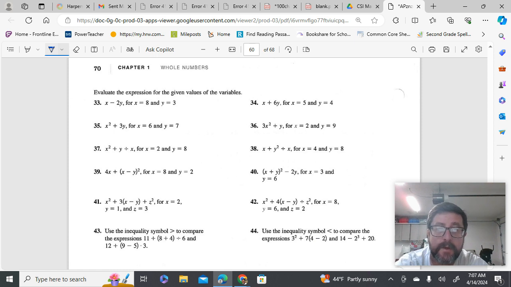It says x minus 2y, and it tells you what x and y are. So you're doing algebra and the order of operations. So x is 8 and y is 3. So you look at it, you wouldn't subtract because you have to multiply first. So you go 2 times y. 2 times y would be 6. So you're taking 8 minus 6, which should be 2. Okay, let's go on.